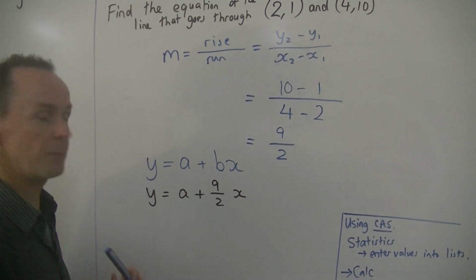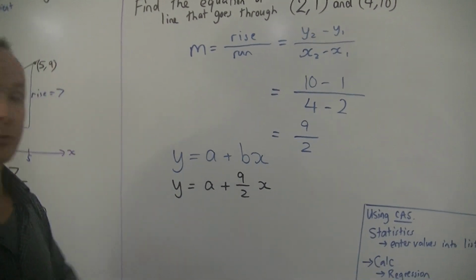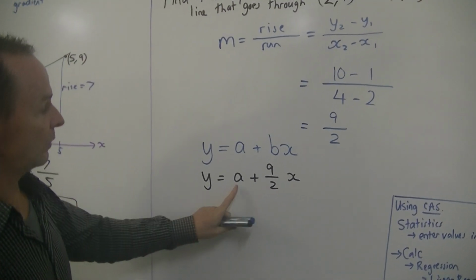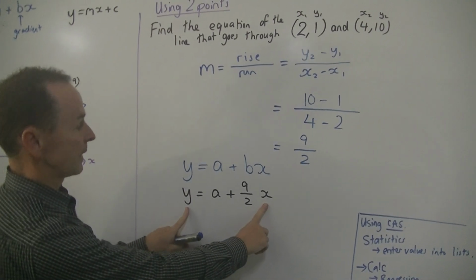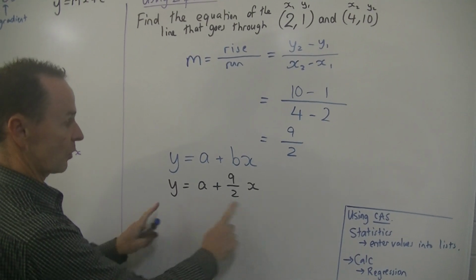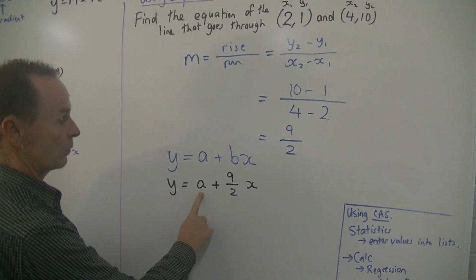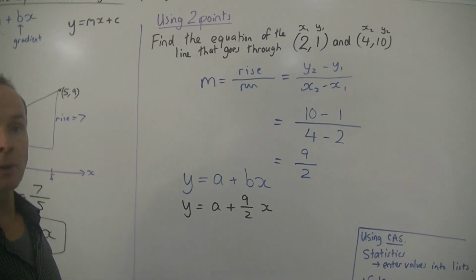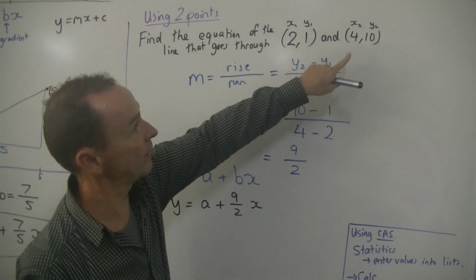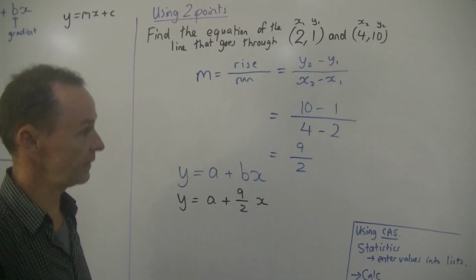It's not the nicest number, it's better when it's a whole number, but it is what it is. Now we need to find what this a is, and what we need to do is substitute. So the last step, substitute 1 point into this equation for x and y, and then the only unknown will be a. So where do you think we'll get a point from? If you look up here, we've got 2 points there. You pick whichever one you think is the easiest.